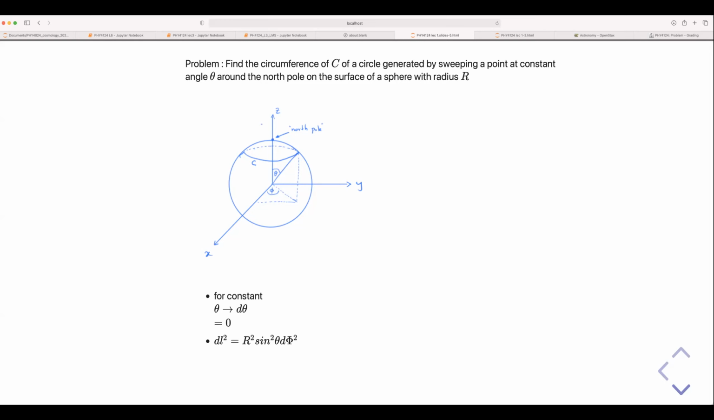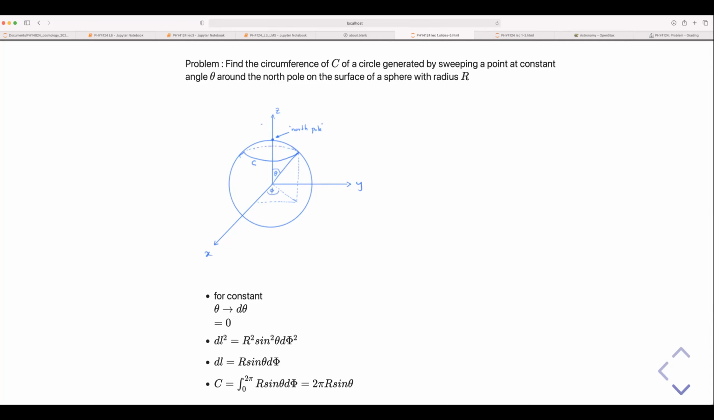And this equation for 3D we have talked about before in the note, right? So I'm directly using it. So now you have the line element, and so dl will be r sine theta d phi.